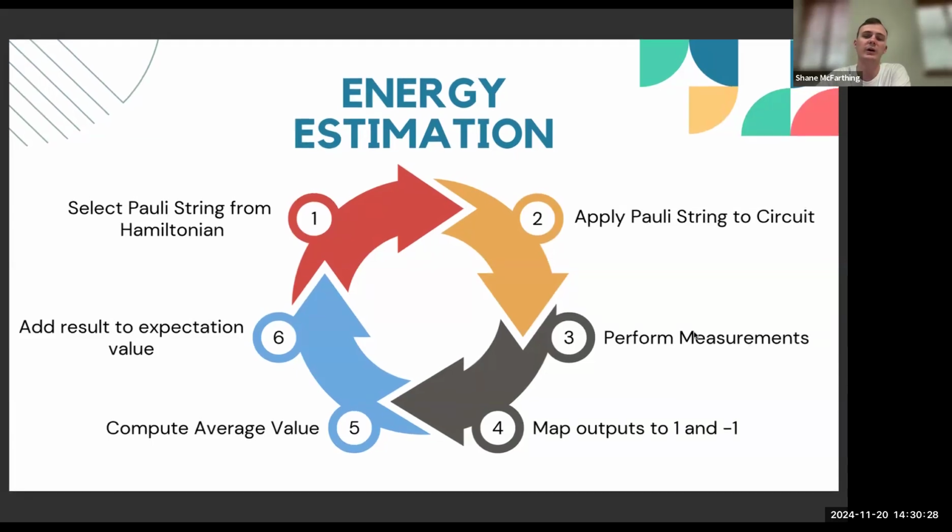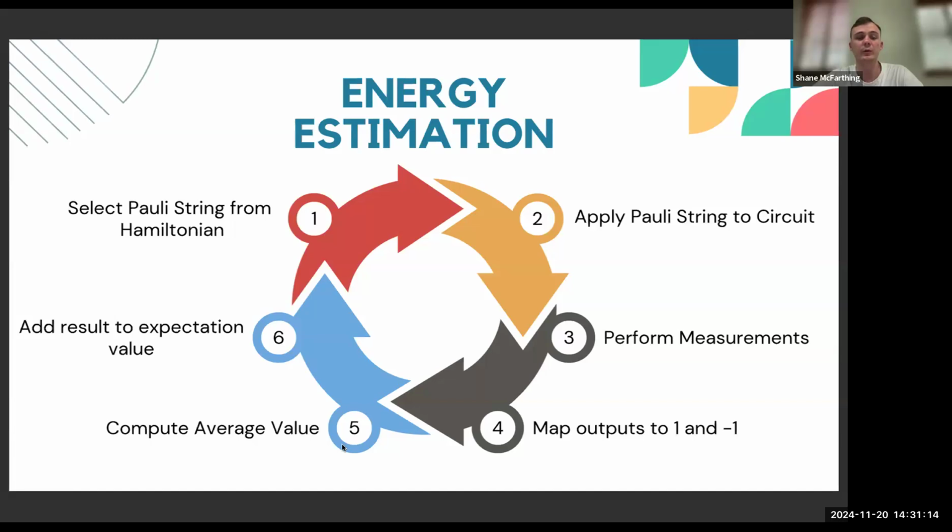And now we perform the measurements on the quantum device. And the output of this are binary strings, strings of ones and zeros representing whether the qubit was occupied or unoccupied. And the reason it's just the 1 or the 0 is because of the collapse from the superposition. And then we need to map those binary strings to strings of 1 and -1 due to the eigenvalues of the computational basis. So if it's a 0, it goes to 1. And if it's a 1, it goes to -1. And now we have a string of 1 and -1, and we can compute the average value.